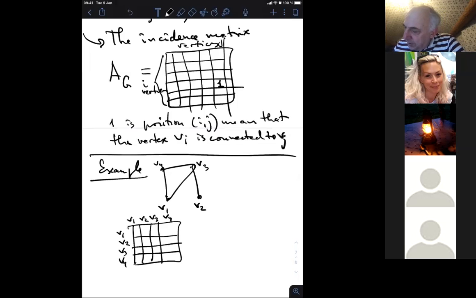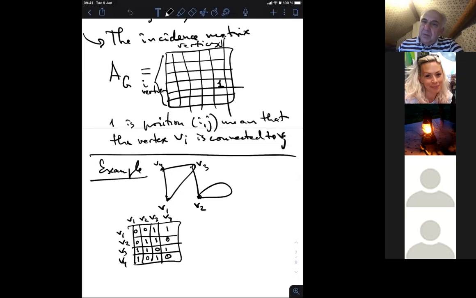Let me maybe add a loop here. V1 has no loop, so we're putting 0 here. V1 is connected to V3, and V1 is connected to V4, and in the first column we're putting the same thing because V3 is connected to V1, and V4 is connected to V1. Now what about V2? V2 is connected to itself, so we're putting a 1 on the diagonal here, and V2 is connected to V3, and V3 is connected to V2. V3 is connected to V1 and V2, which we have already. It has no loop, so we're putting 0, and it's connected to V4. And so this is our matrix. V4 has no loops, so there is a 0 on the diagonal.